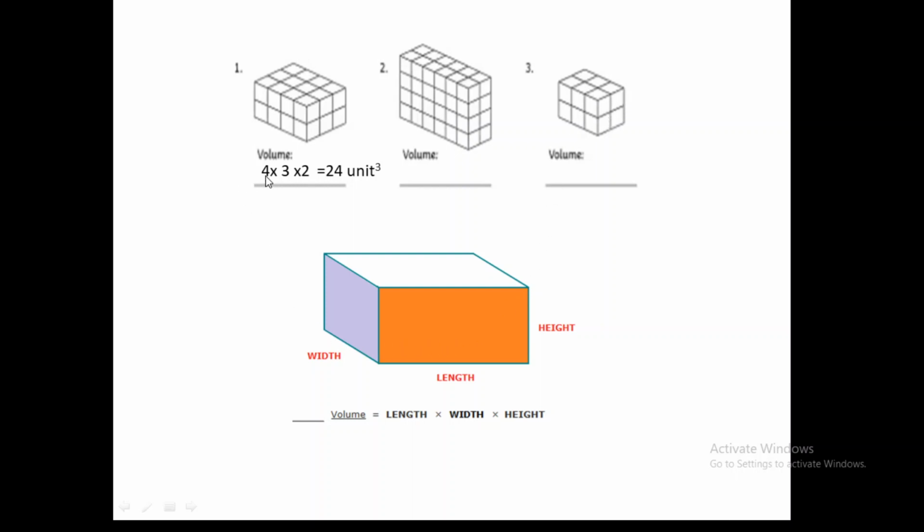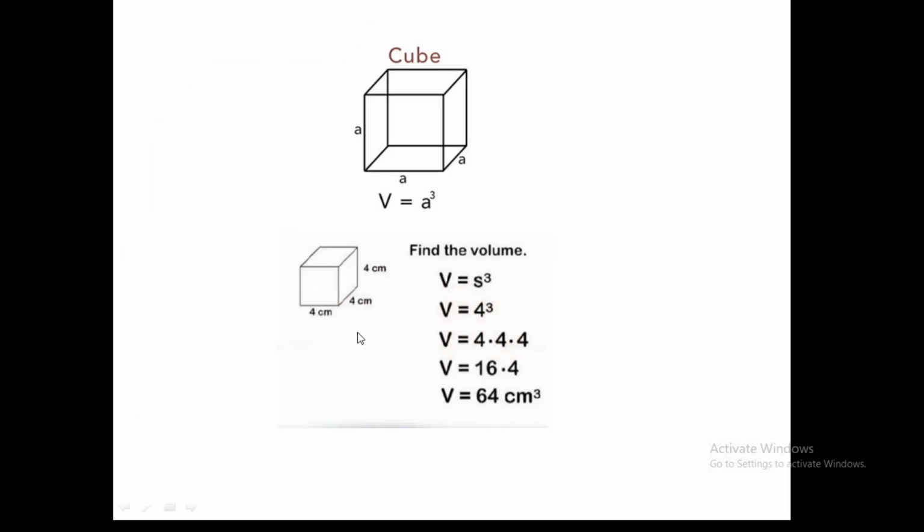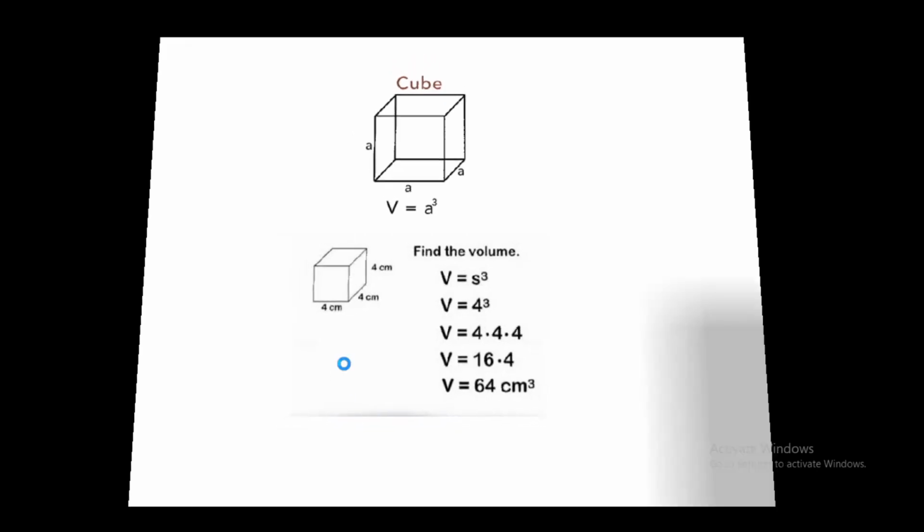Then how do you get this 4 into 3 into 2? That is length into breadth into height, right? So length into breadth into height is the volume of a cuboid, that you understand. So if you consider a cube, what is the volume? Length into breadth into height. Here all are equal, so a into a into a. For example, this is a cube, each edge is 4 centimeter. So the volume is 4 into 4 into 4, 64 centimeter cube.